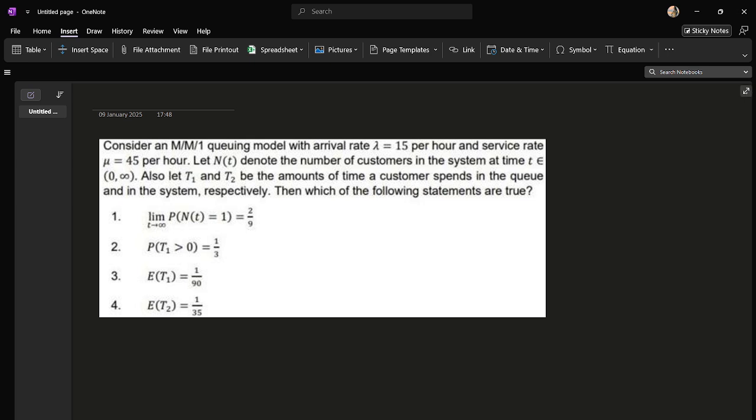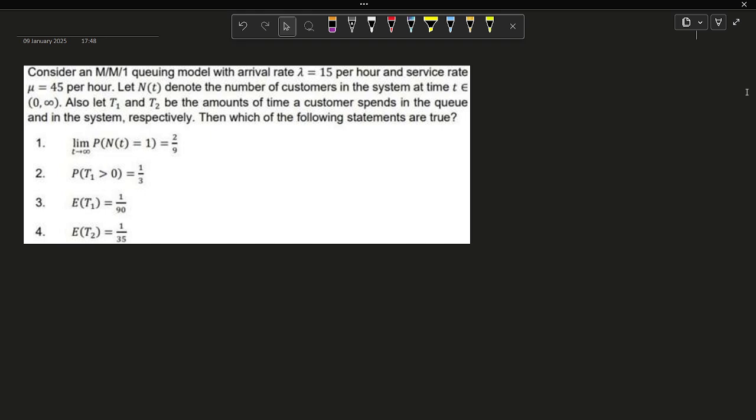This question is telling us to consider an M/M/1 queuing model with arrival rate lambda equals 15 per hour and service rate mu equals 45 per hour. Let N(t) denote the number of customers in the system at time t, which lies between 0 and infinity, so positive time, and also let T1 and T2 be the amounts of time a customer spends in the queue and in the system respectively. Then which of the following statements are true?